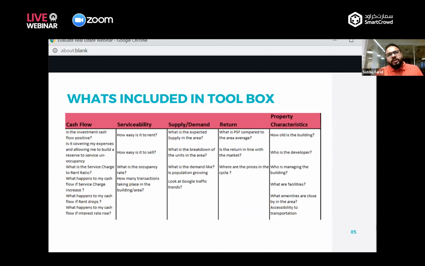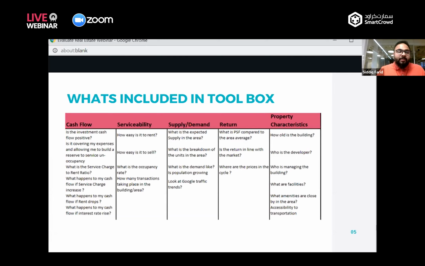And it's also not okay to just look at overall supply in a particular area. You want to break it down and look at what kind of supply is coming into the market. Is it two bedrooms? Is it one bedroom? Is it studios? Is it villas? Because that will help you understand what sort of units you want to focus on, in terms of where there's limited supply and where there is demand for those types of units.